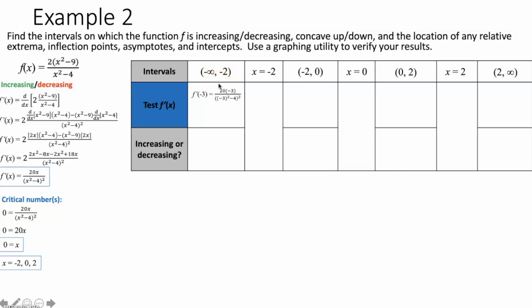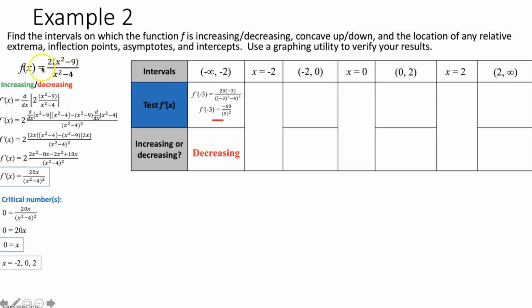How about negative 3? If I plug in negative 3 to my first derivative and simplify, I end up getting negative 60 over 5 squared, which becomes a negative number. Because it's negative, that means that the derivative of this function on this given interval is negative, meaning that the slopes of the lines tangent to this function on this given interval are negative, meaning that this function on this given interval is decreasing. Now, at x is equal to negative 2, what's happening?